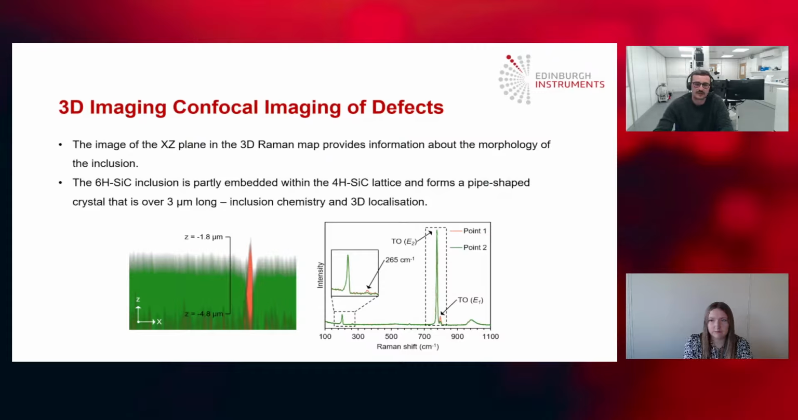Putting it all together, 3D Raman imaging can tell us both the chemistry of the defect and its 3D morphology, which is very powerful for material characterization. It's very relevant for silicon carbide device reliability because micropipes and inclusions are known to affect wafer quality and long-term performance. You essentially don't want these at all.